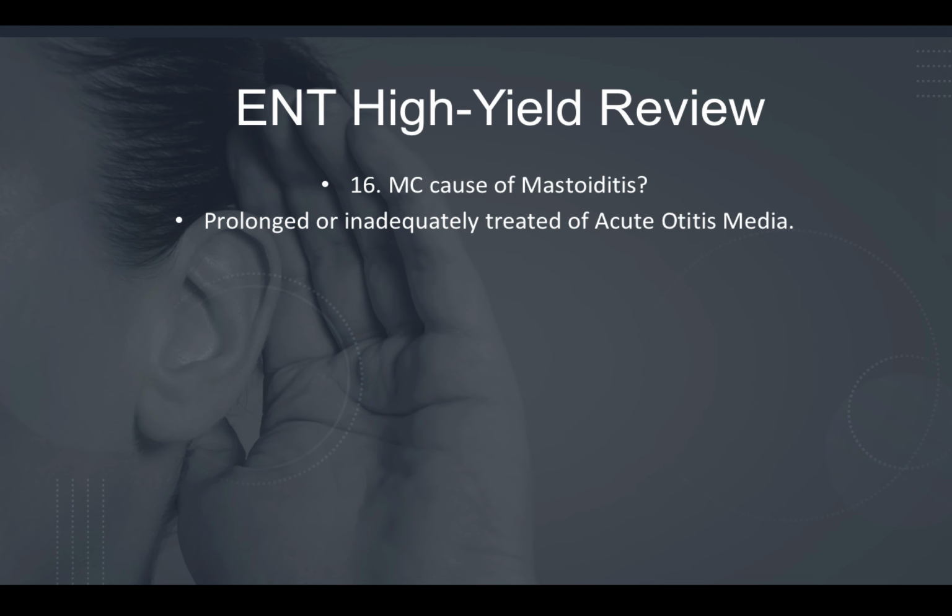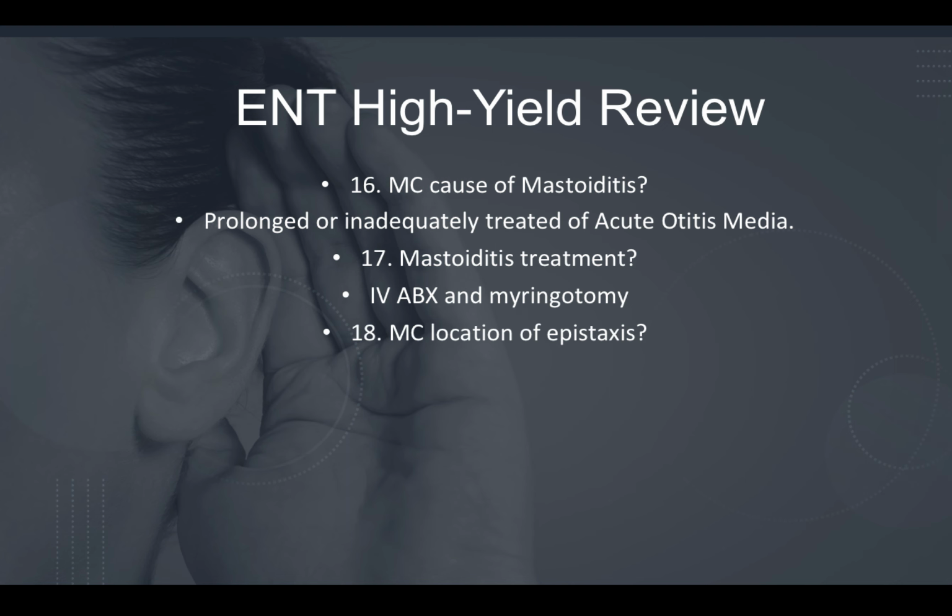Most common cause of mastoiditis. Well, for mastoiditis to happen, it's going to be either prolonged or inadequate treatment of acute otitis media. Number 17. So how do we treat that? Mastoiditis treatment is IV antibiotics in this case, and myringotomy. So they're going to go in and cut that out. So IV antibiotics and surgery. Mastoiditis, IV antibiotics, and surgery. Myringotomy.